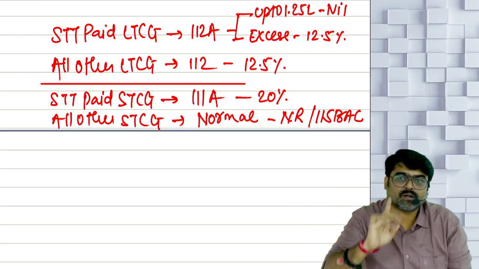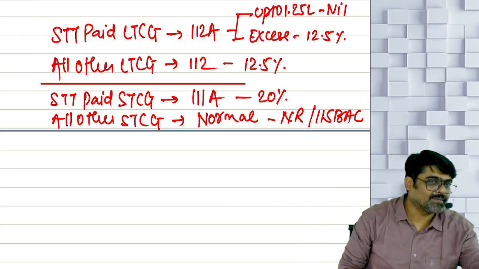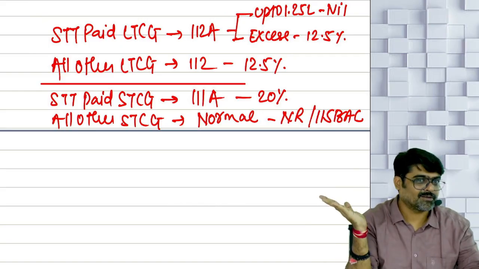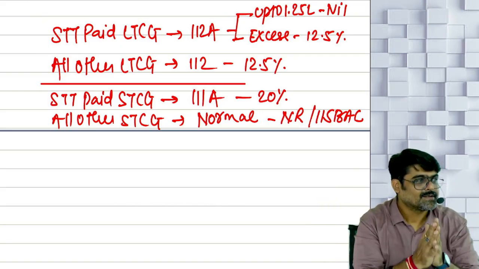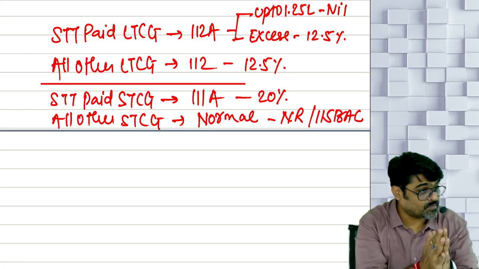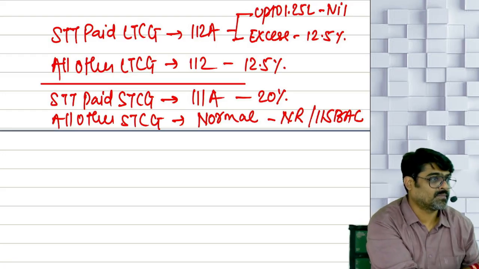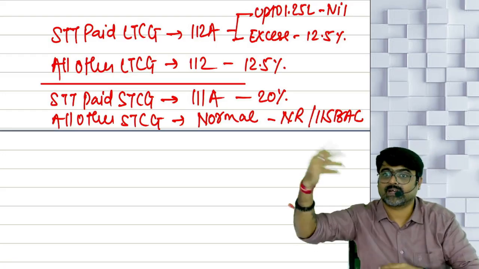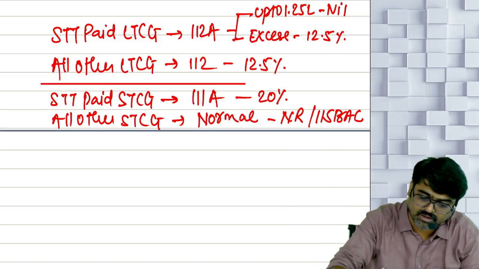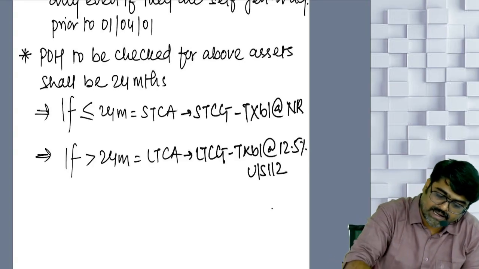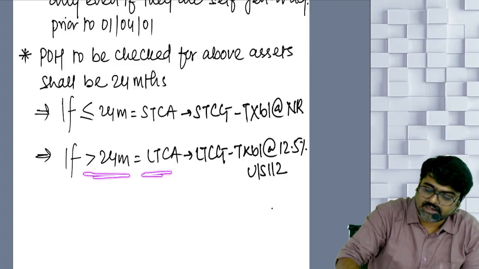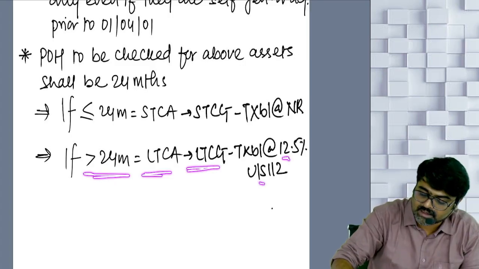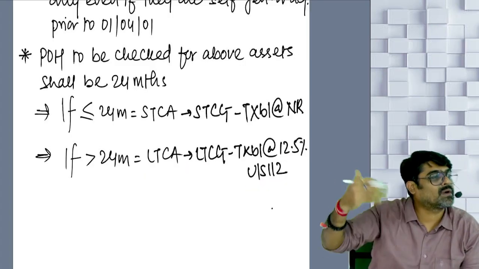Understood? But the period of holding you will check. 24 months or less is short term. The resulting gain will be short-term gain, taxable at what rates? Normal rates. Yes or no? And more than 24 months, then it is a long-term asset, long-term gain will arise, and will be taxable under section 112.